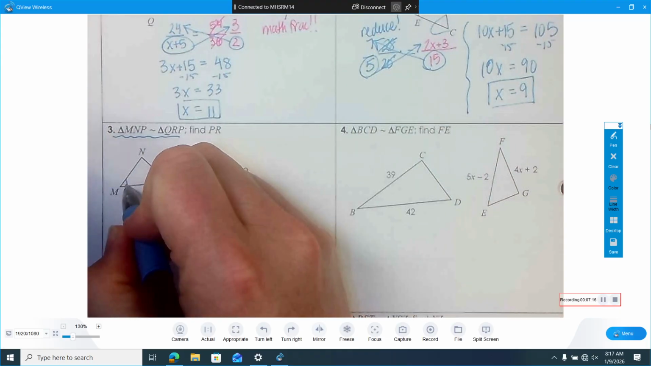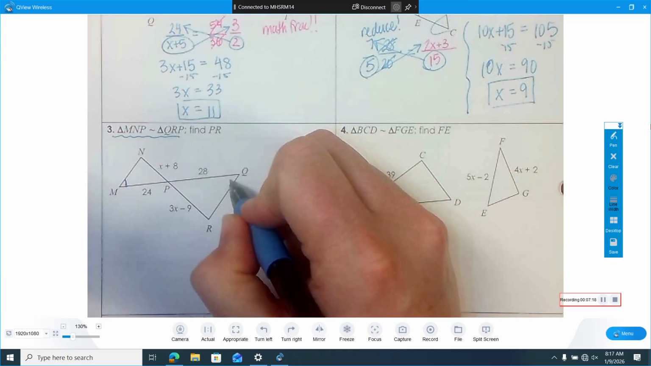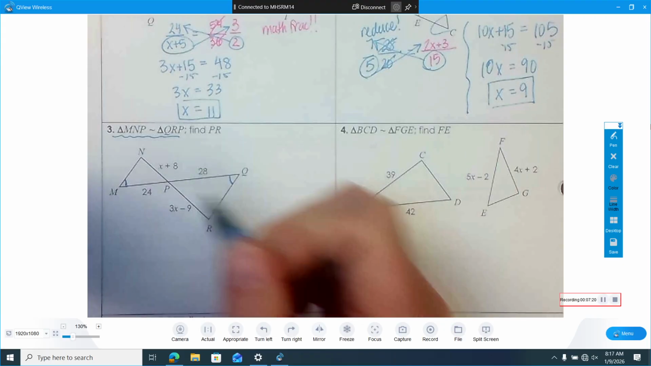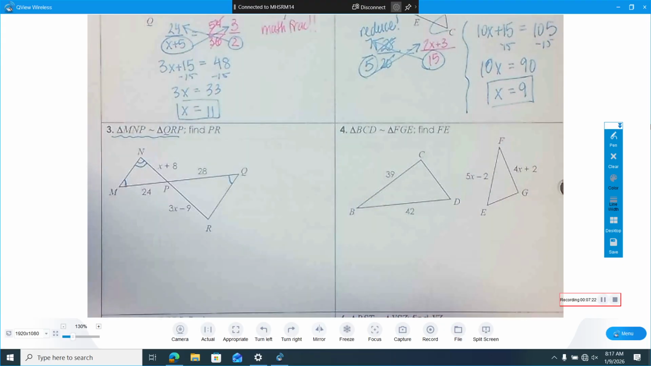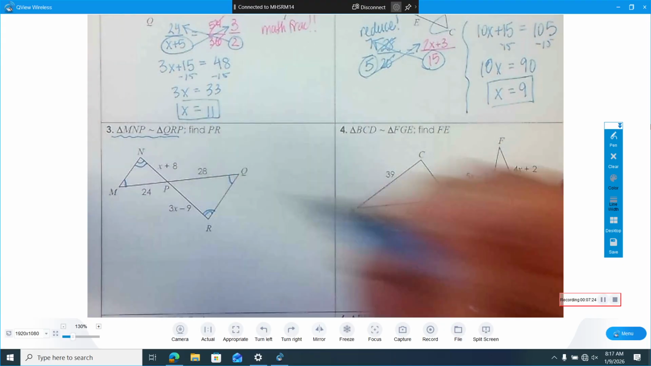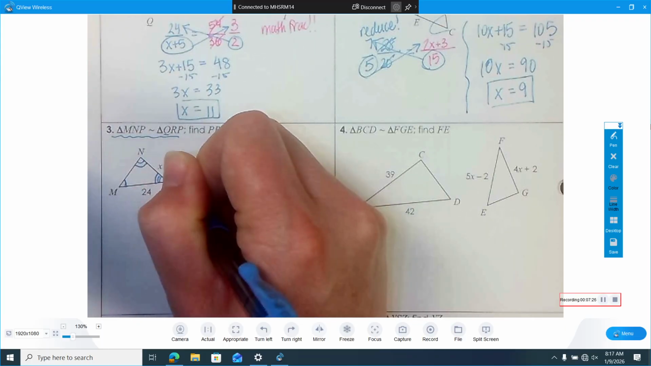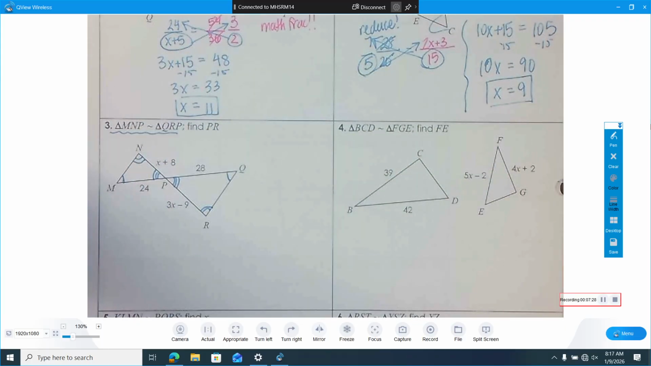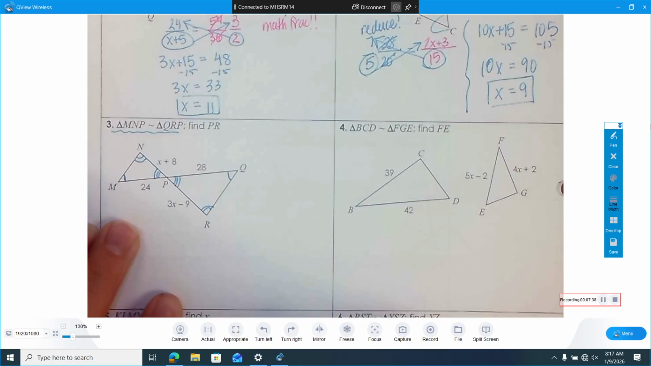Angle M is congruent to angle Q. Angle N is congruent to angle R. And then, of course, vertical angles are congruent, right? Really important we remember vertical angles. Can't forget those. Now that we have our triangles marked up, we can see the corresponding sides much more easily.